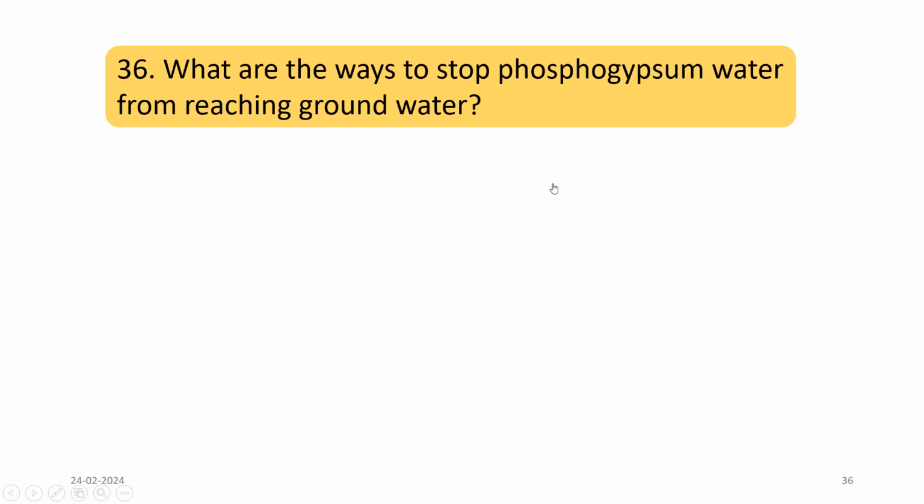Next is, what are the ways to stop phosphogypsum water from reaching groundwater? Phosphogypsum water means calcium sulfate plus water. So this is not good for direct disposal to the water. That is why there are some ways to stop it from reaching groundwater. How can we stop it?